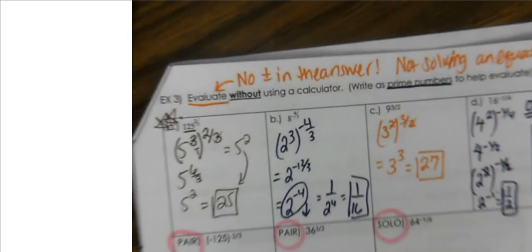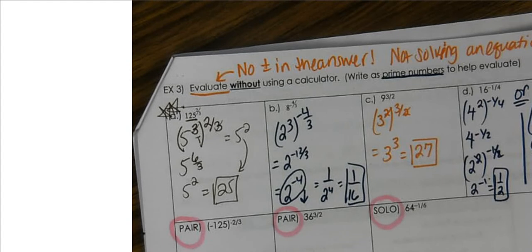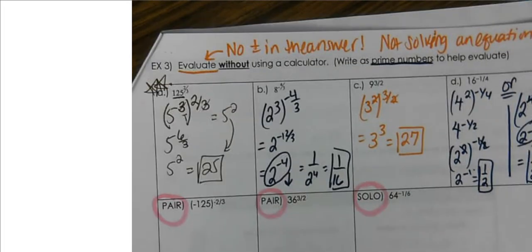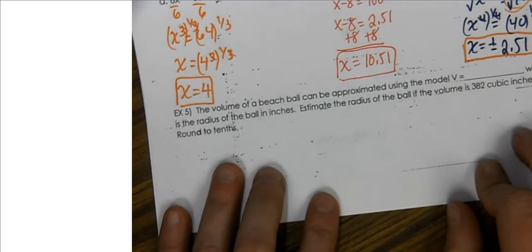When we were evaluating once again up here, notice I said there's no plus or minus because these are not equations. These are simplifying expressions, evaluating expressions without a calculator. We have one more example and then we are finished with this lesson.